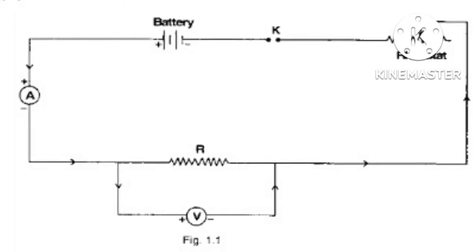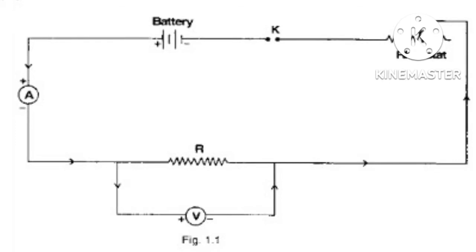Now we have to close the key, and the rheostat is adjusted to read a current I. The corresponding voltmeter reading also we have to note and write down in our tabular column. That means the ammeter reading and the voltmeter reading.